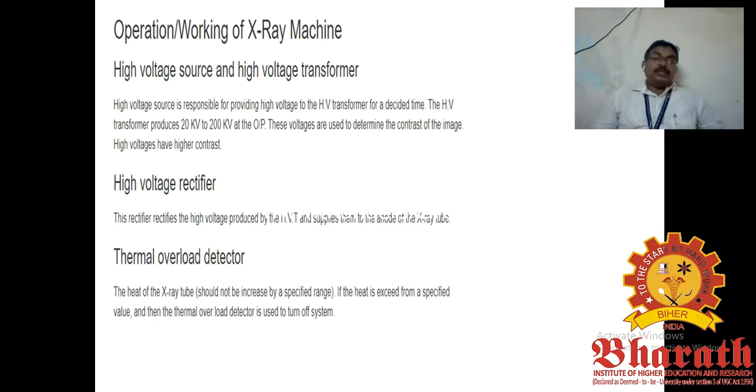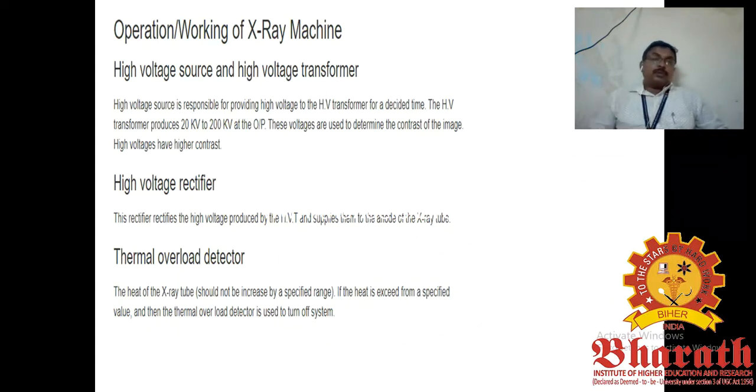So, we will see the operation. As I told, the operation you will see point by point. So, you can see high voltage source and high voltage transformer. High voltage source is responsible for providing very high voltage to the transformer, but this is an X-ray machine where you cannot give a constant high voltage all the time. Instead of that, you have to give it for the decided time only, because X-rays may also cause problems to human beings if they are continuously supplied. So, that is why it is decided for a particular time, right.